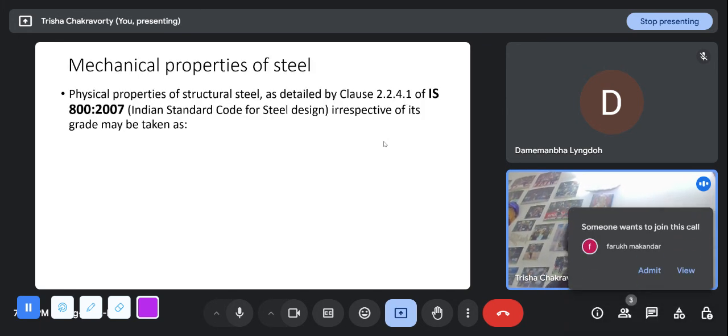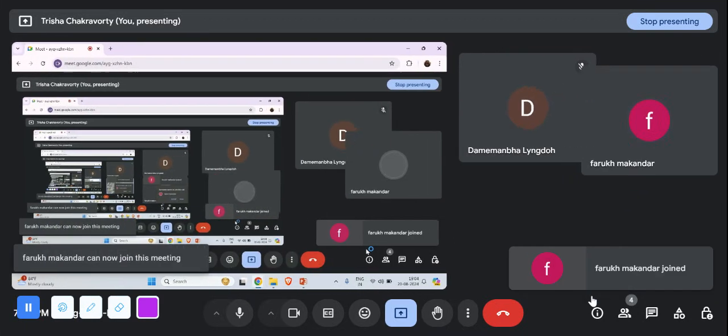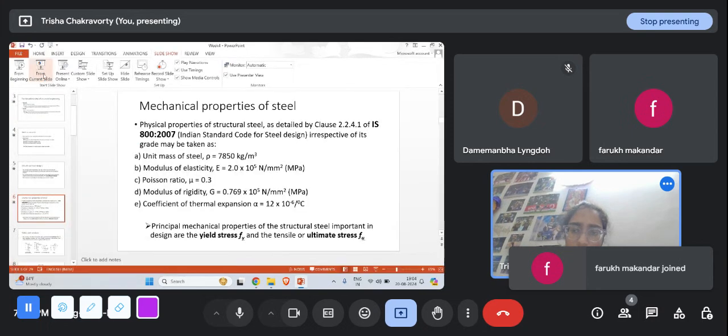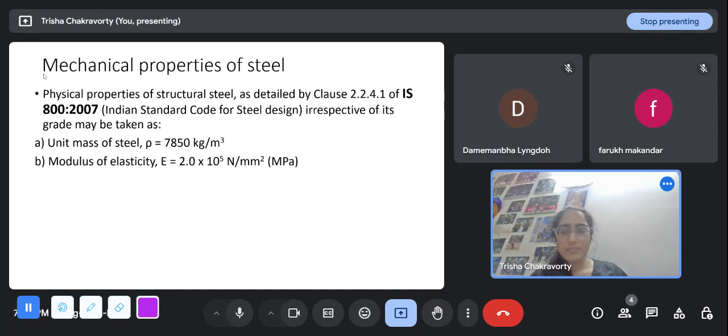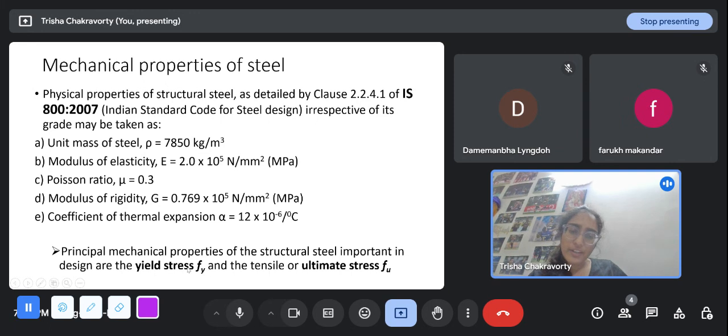The mechanical properties of steel that we take, irrespective of the grade of steel, there are some properties that the Indian Standard Code 800 says to take as fixed values: the density, modulus of elasticity, Poisson's ratio, modulus of rigidity, and the coefficient of thermal expansion. And what defines the grade of steel is the yield stress Fy and the ultimate stress Fu that we get from the stress strain curve.